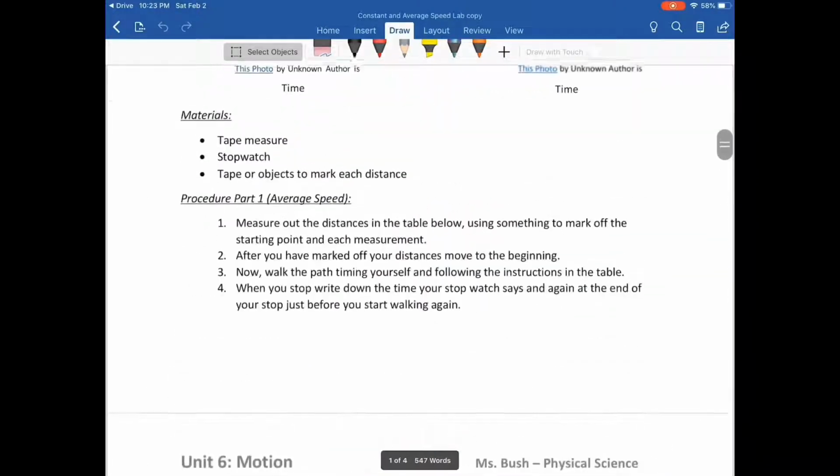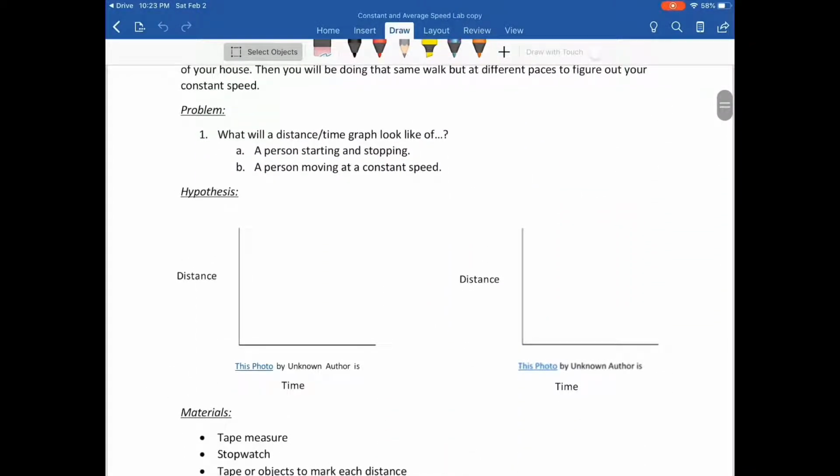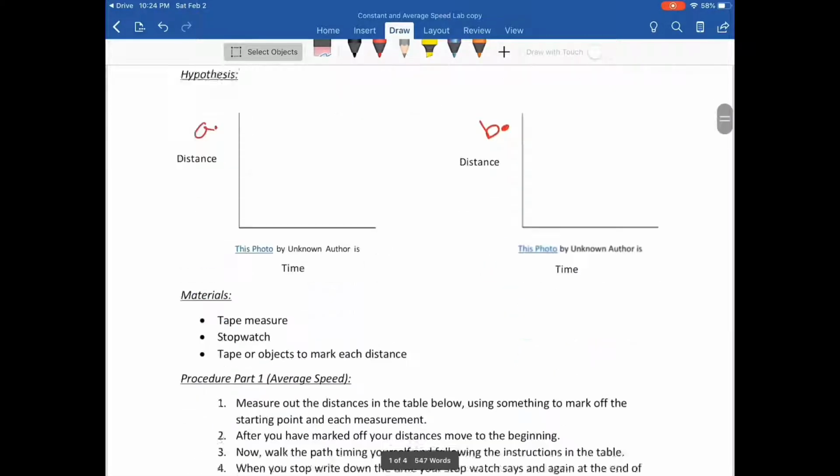All right, so for the problem, you are going to be trying to answer the question: what will the distance versus time graph look like if a person is starting and stopping, and if a person is moving at a constant speed? So you are going to do a hypothesis for part A and part B down here on these graphs, drawing what you think they should look like.